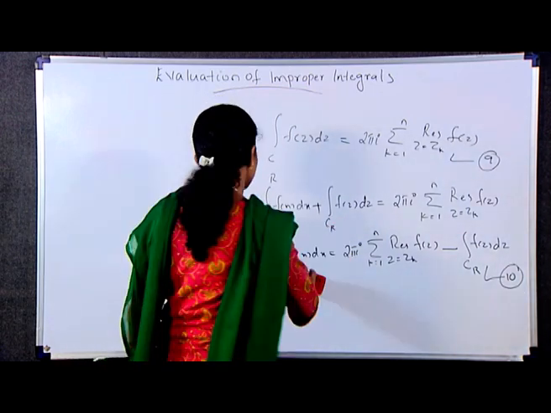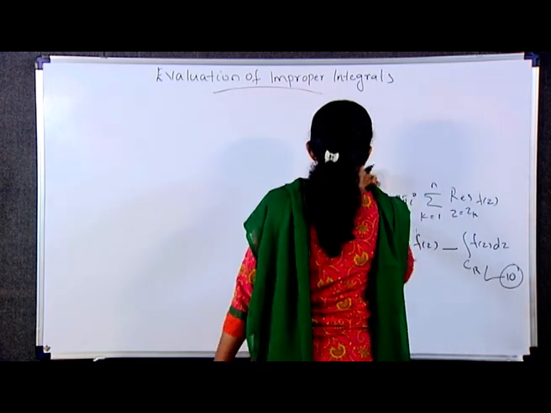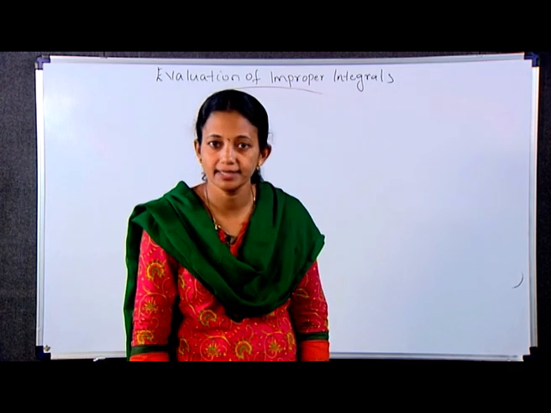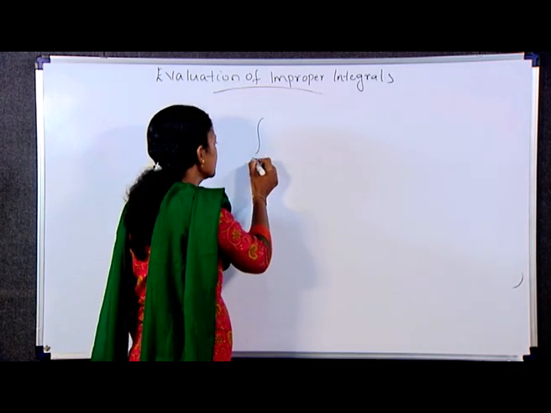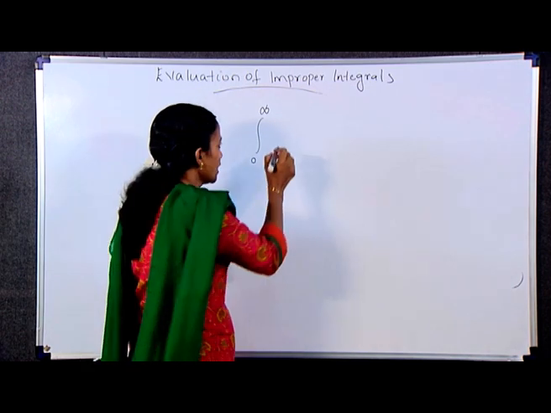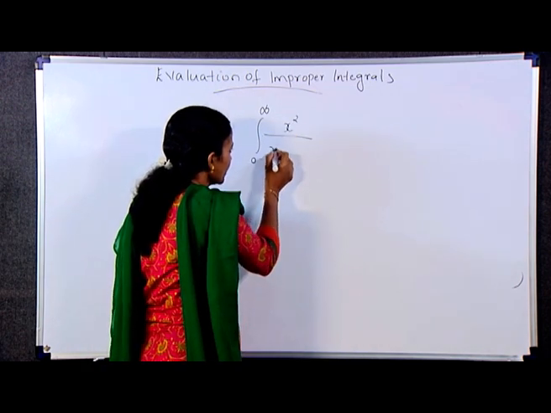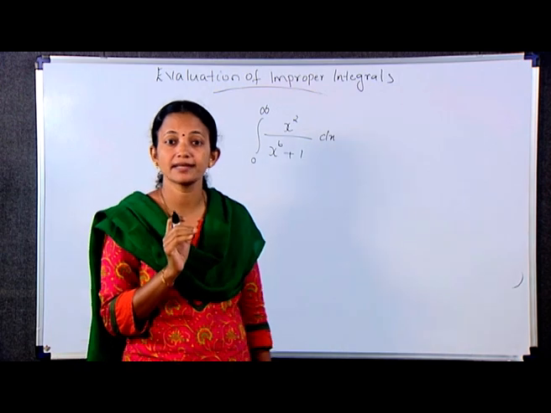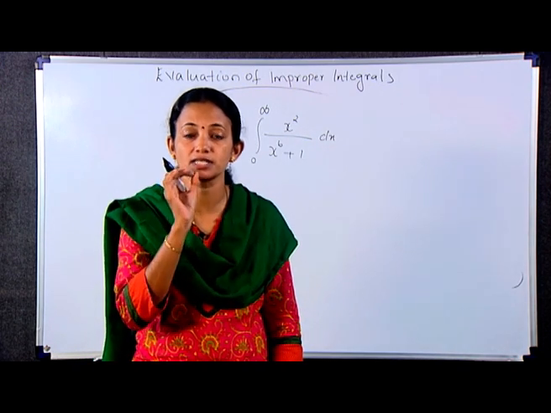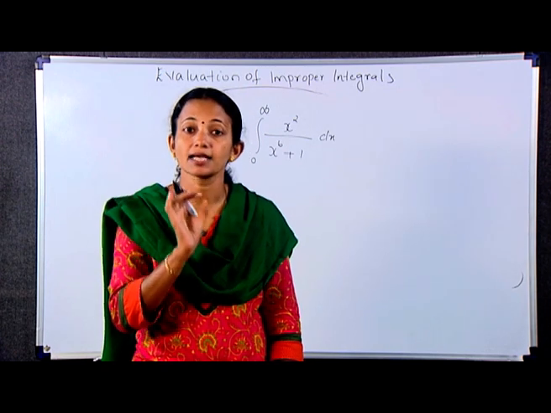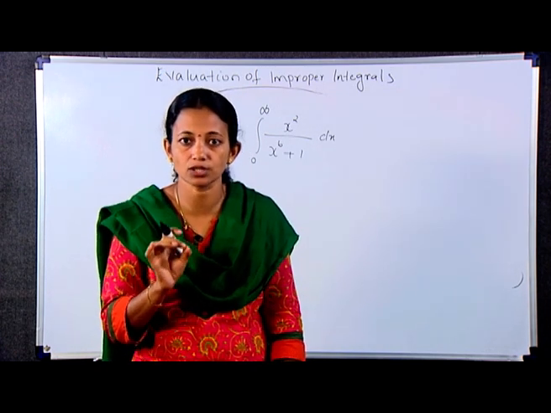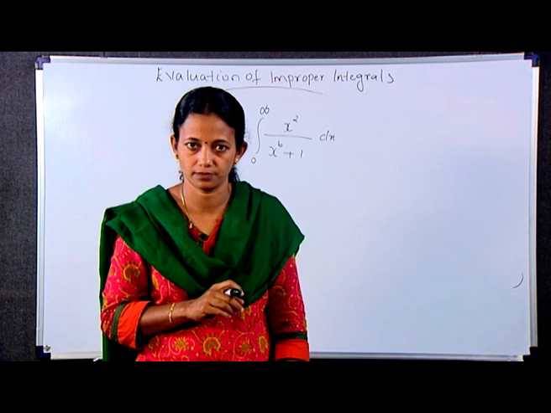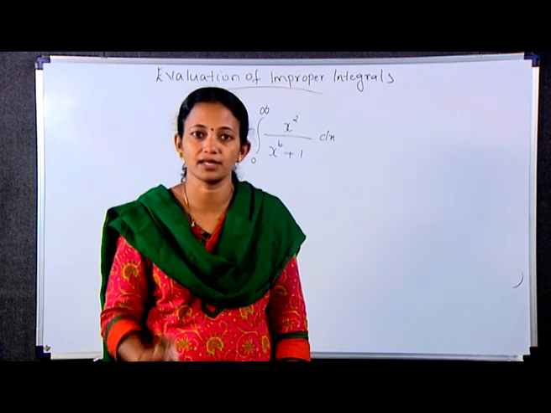Next example. Evaluate the integral 0 to infinity, our function is x square by x raised to 6 plus 1 dx. We observe that the function, that is f z is equal to z square by z raised to 6 plus 1, has isolated singularities at the zeros of z raised to 6 plus 1, which are the 6th roots of minus 1, and is analytic everywhere else.